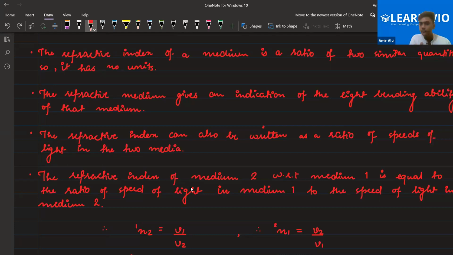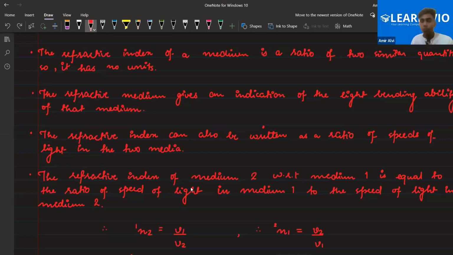Clear? In absolute, air will be one of the mediums. In relative, air will not be a medium. It can be glass, water, glass, diamond, water, diamond. It can be anything, but air will not be there in the relative refractive index. If one of the mediums is air, then it would definitely be the absolute refractive index.